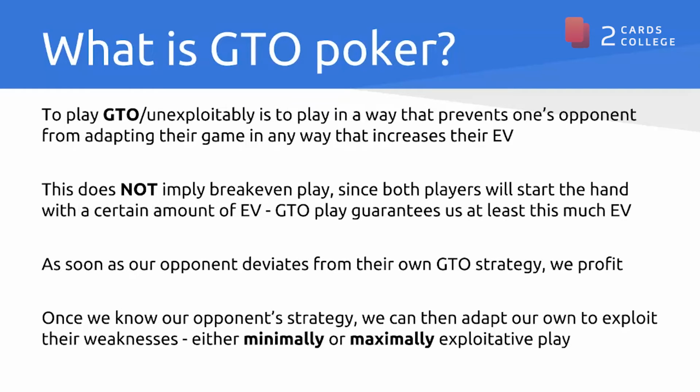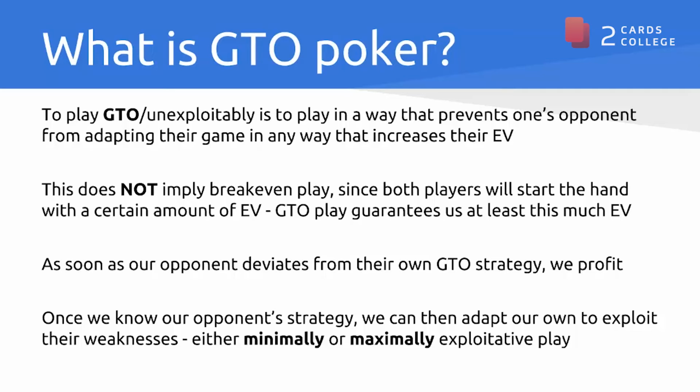To play GTO or unexploitably is to play poker in a way that prevents your opponent from adapting their game in any way that increases their EV. So essentially it means that your opponent is guaranteed to win a certain amount, and there is nothing that they can do to increase that amount. So it essentially means that your opponent's decisions are pretty much meaningless. It doesn't really matter what your opponent does. As long as you understand roughly your own range and your relationship with their range, the actual decisions that they take with different parts of that range don't make a huge amount of difference.